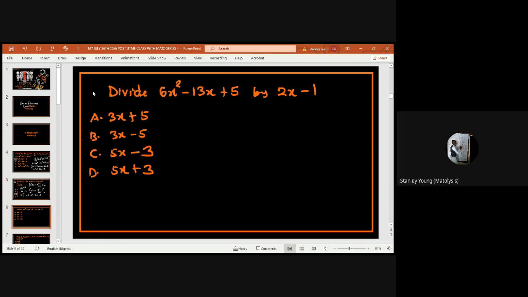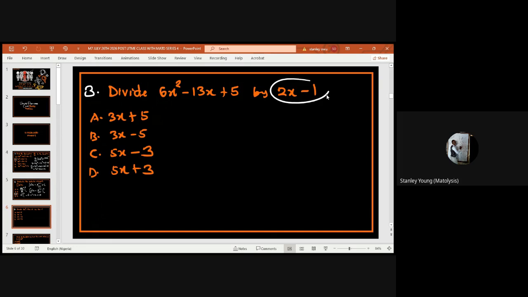Question 3. It's asking you to carry out that division. Divide 6x squared minus 13x plus 5 by 2x minus 1. Two things here. You either want to be a smart student or you want to be a brilliant student. A smart student does not have to solve this problem. You just don't have to do the calculation. You can figure out what the answer should be.